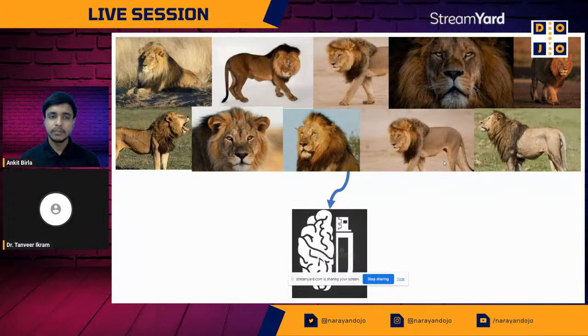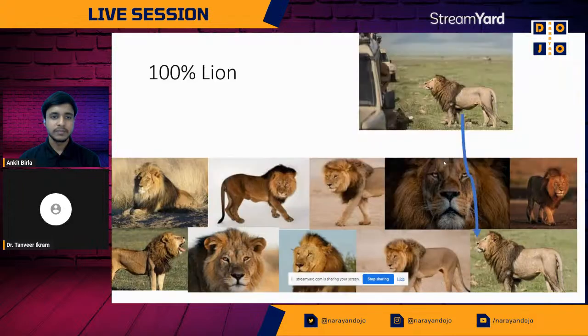Now if a new image comes, the mind will immediately recognize that this is a lion, because the mind has already seen different images of a lion, and it can always compare, okay, this is the kind of image that is in the mind or that we have seen. Immediately it will identify that this is a lion.